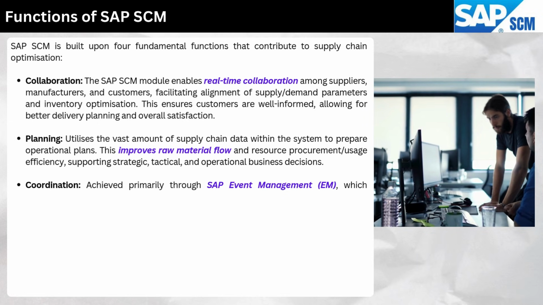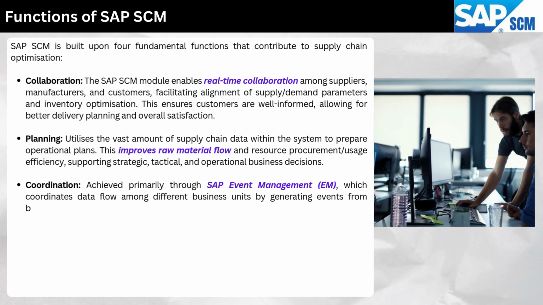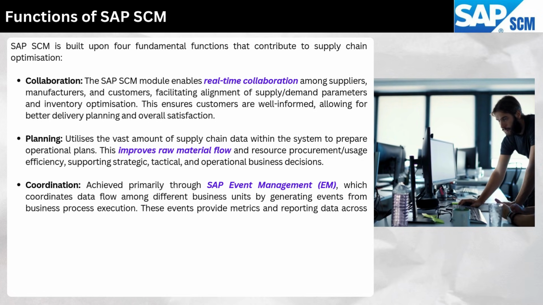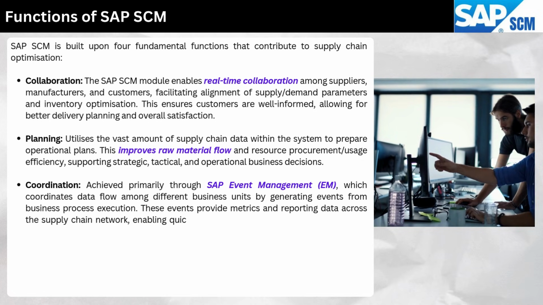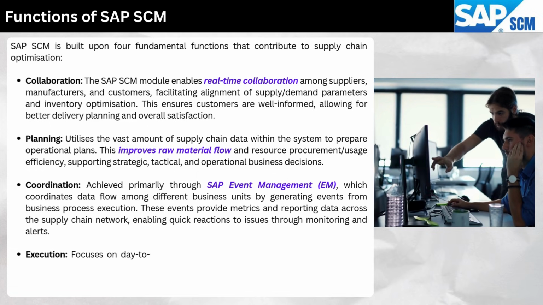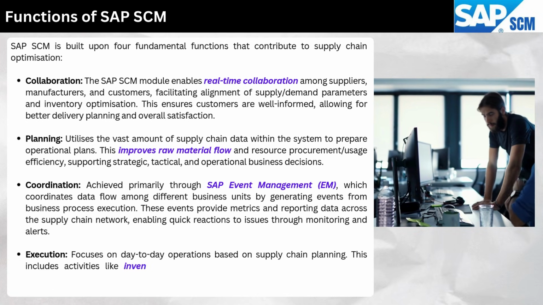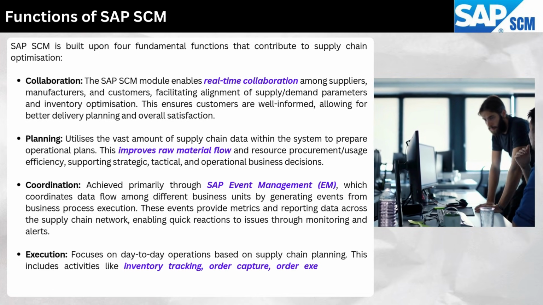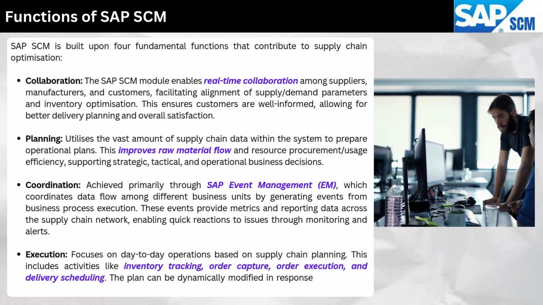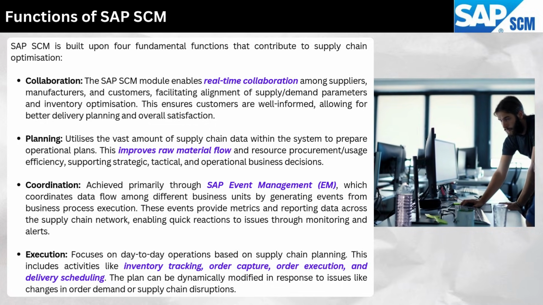Coordination, achieved primarily through SAP Event Management, EM, which coordinates data flow among different business units by generating events from business process execution. These events provide metrics and reporting data across the supply chain network, enabling quick reactions to issues through monitoring and alerts. Execution focuses on day-to-day operations based on supply chain planning. This includes activities like inventory tracking, order capture, order execution, and delivery scheduling. The plan can be dynamically modified in response to issues like changes in order demand or supply chain disruptions.